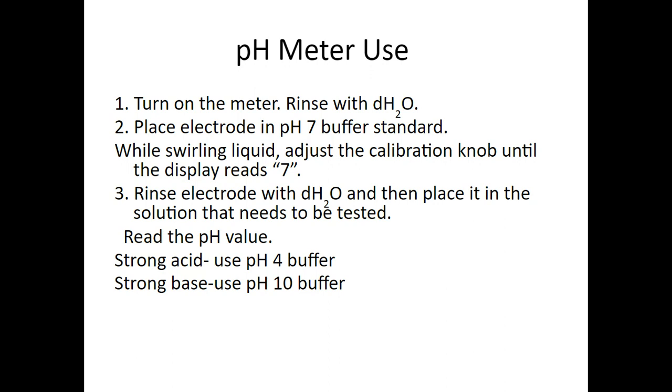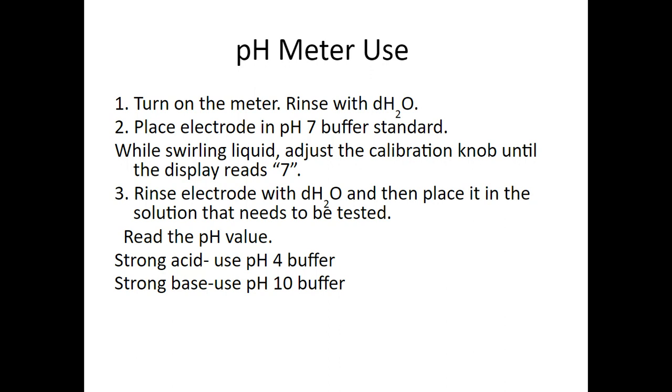Let's start off by turning on the meter. So we usually wash it first. Turn it on, check it out, then use distilled water to wash underneath the electrode. Then place it in a pH 7 buffer standard. If you're doing more accurate measurements, we should have that pH 7 buffer standard ready to go, and you put it in there. While swirling the liquid, we use a spin bar there, adjust the calibration knob until the display reads 7.